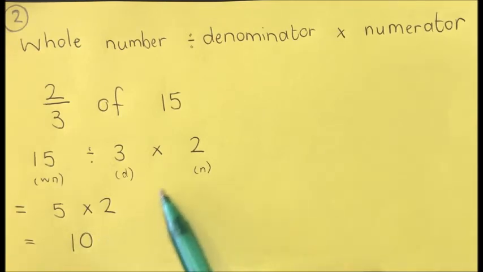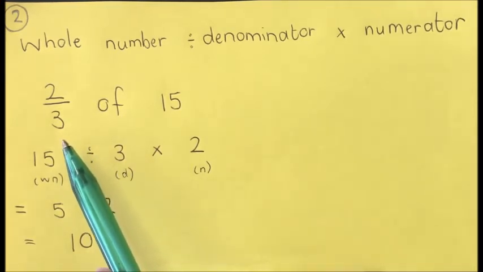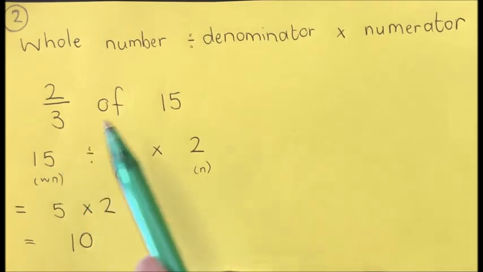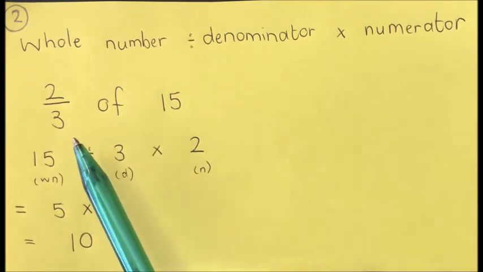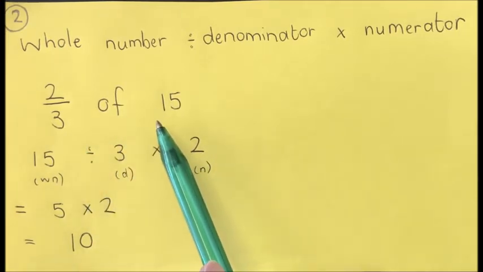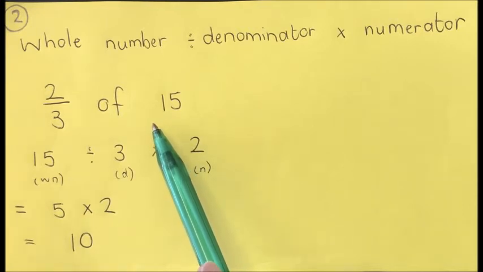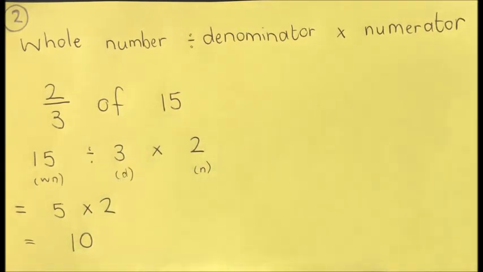So grade 6's, this method, yes, it's shorter, it is easier, but it's not always going to work out perfectly. 3 divides into 15. But say now, for instance, the denominator was 4. 4 does not divide evenly into 15, and then you will have to use method 1. Please try and simplify the fractions as far as possible so that the denominator can divide into the whole number evenly. If it cannot, then simply use method 1.